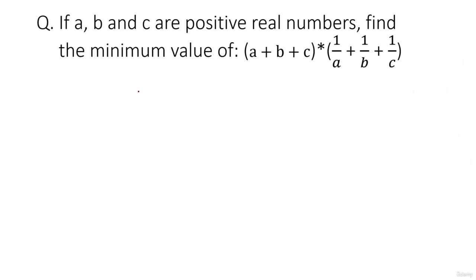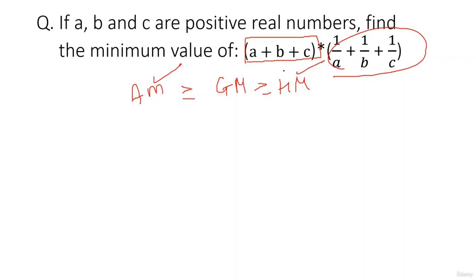Let's apply the concept of AM greater than or equal to GM greater than or equal to HM. Now, a plus b plus c, the summation of three numbers, where will it come? In the arithmetic mean. And the reciprocals will come in the harmonic mean. So we don't actually need to consider GM in this case. We just use arithmetic mean greater than or equal to harmonic mean. The three numbers are a, b and c. Their arithmetic mean will be a plus b plus c the whole divided by 3. Similarly, their harmonic mean will be 3 divided by 1 upon a plus 1 upon b plus 1 upon c.